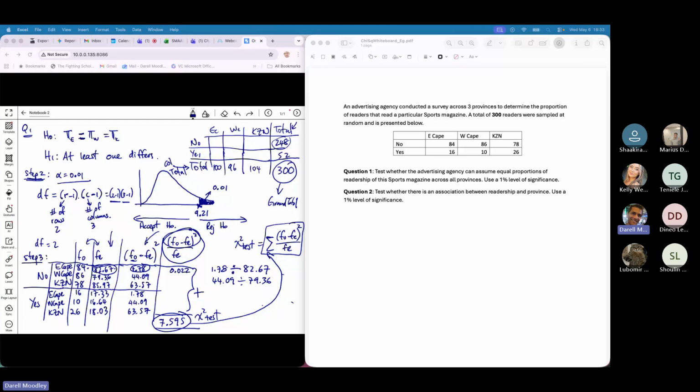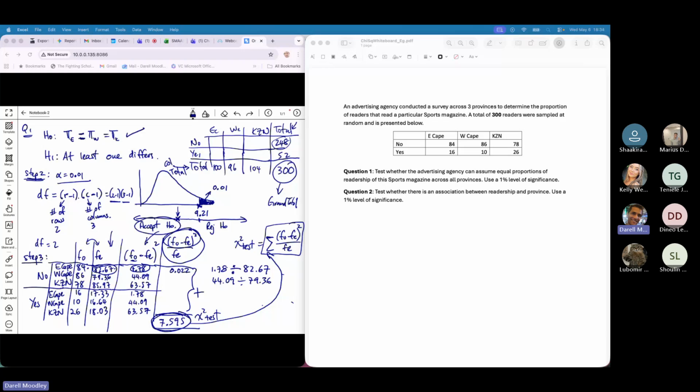Now what you do with this test statistic is you look at where it falls in your rejection or acceptance region. If you look at the value, you got 7.6, let's round it to 1 decimal. Does 7.6 fall before 9.21 on the left, or does it fall on the right of 9.21? Now, 7.6 is smaller than 9.21, so it falls here. That means it falls in the acceptance region, so we accept H0.